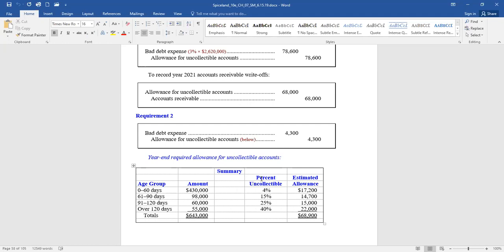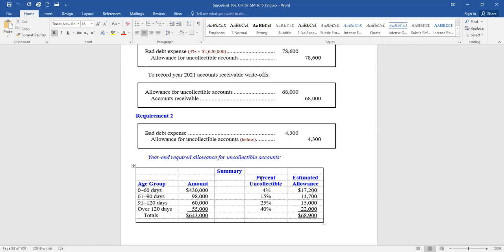So the journal entry we need to create needs to get it from its current balance to what we just estimated. So debit bad debt expense, credit the allowance for uncollectible accounts, $4,300 to get it to that balance.